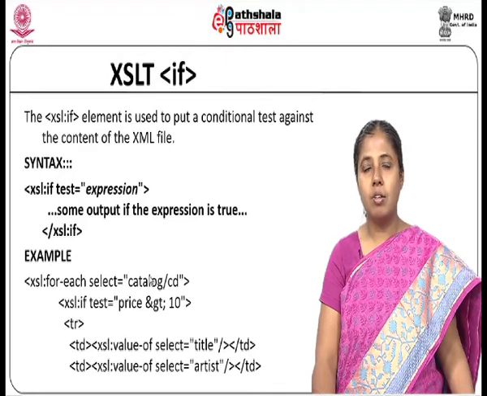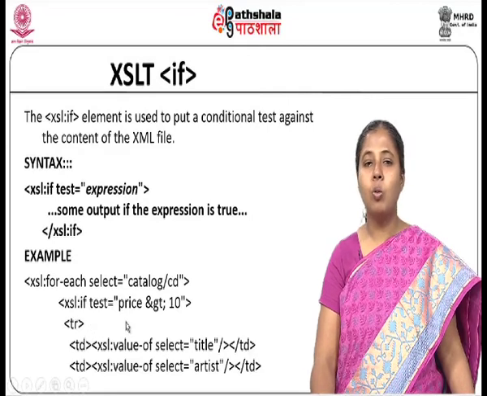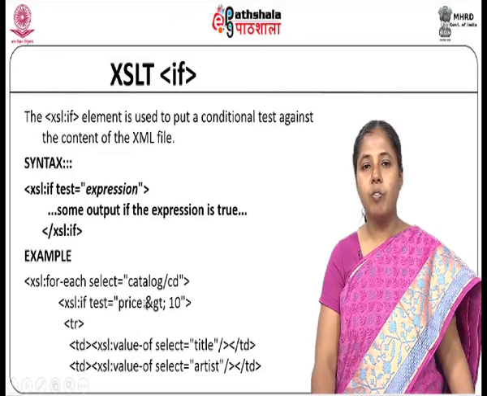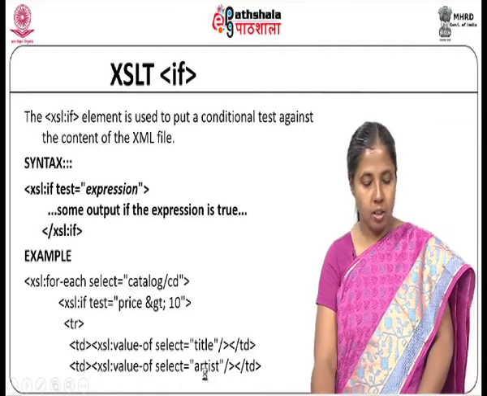So, you can check for a test condition using this element called if. Within this for-each you can say that if test equals the given condition, like price is greater than 10. So, if the price is greater than 10, then it selects the title and the artist.